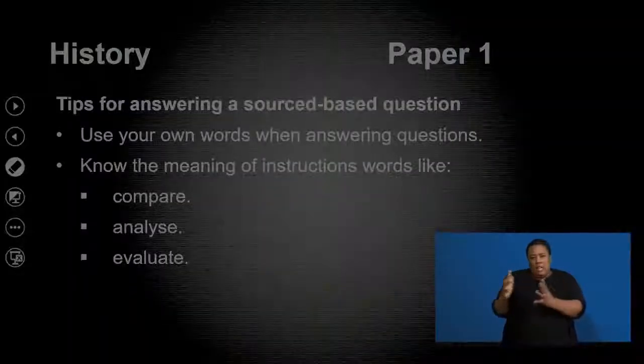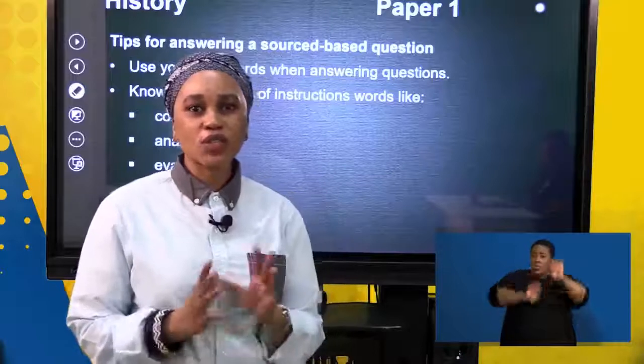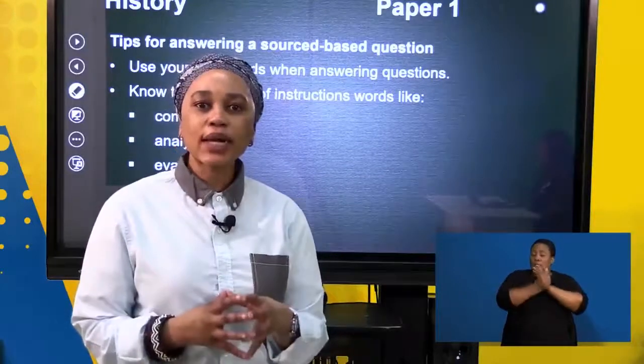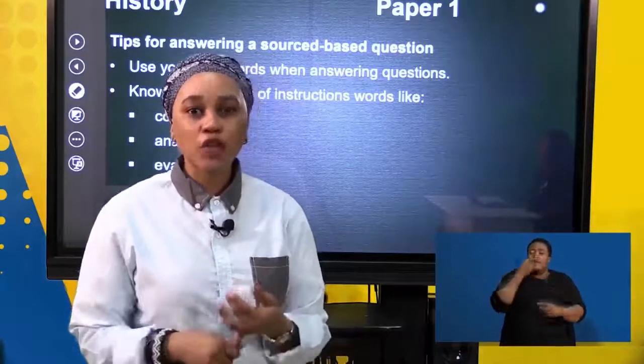Okay. And then when you're evaluating, now that is the one skill that most historians struggle with. When you're evaluating, and the question will tell you that you need to look at things like the origin of the source.